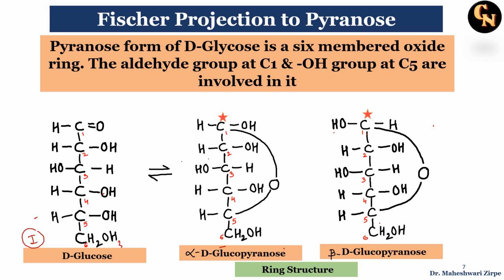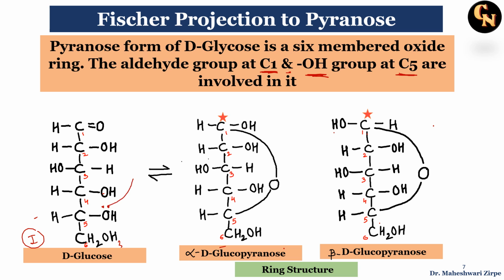Okay, now when you are going to convert it into pyranose, see here what is happening. The first carbon and the OH of the 5th carbon are going to make a ring. How? This way. Oxygen has a lone pair. The lone pair of the 5th carbon OH group is going to attack the aldehyde.